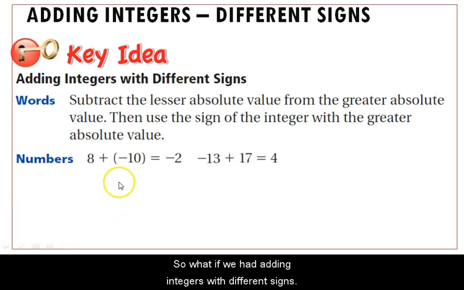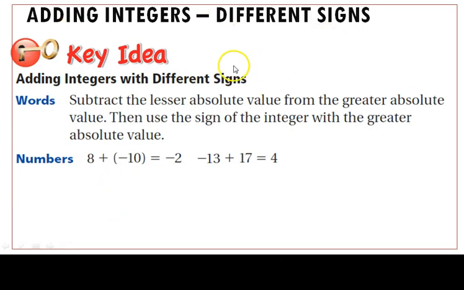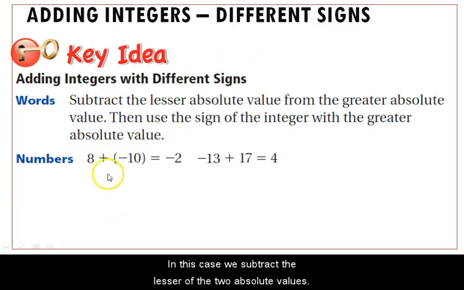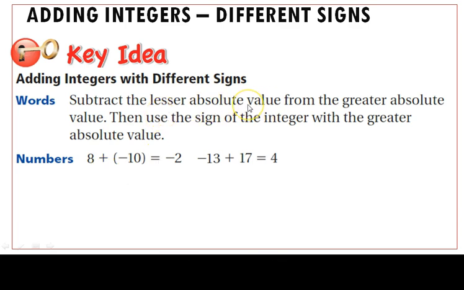Now what if we had adding integers with different signs? In this case, we subtract the lesser of the two absolute values. What we mean by this is, which of these numbers are farther from 0? The 8 is closer to 0 than the 10. So we subtract the 8 from the 10 and we get 2, and then we use the sign of the integer with the greater absolute value.